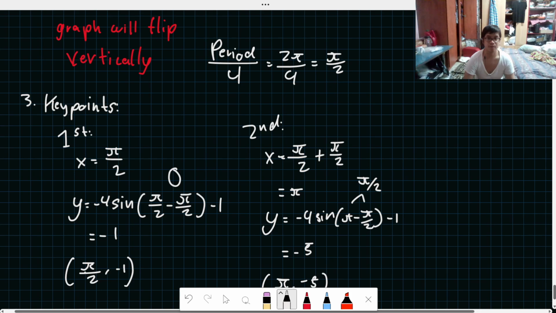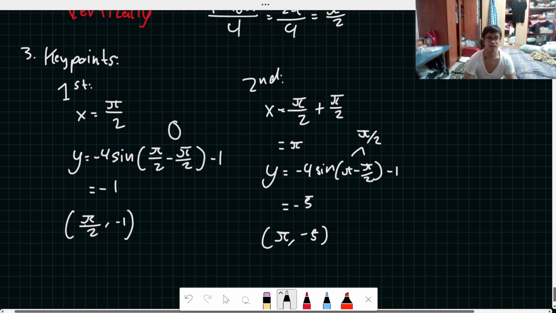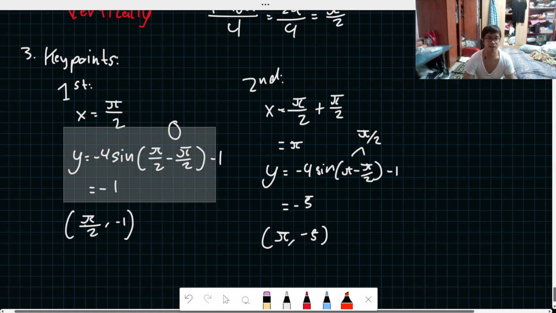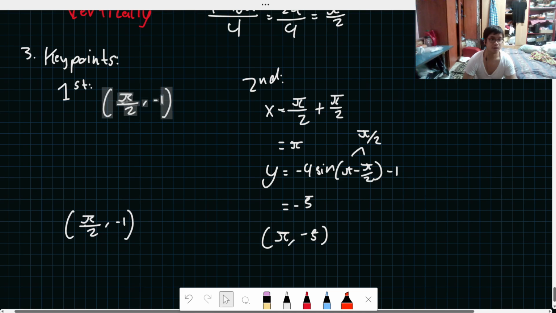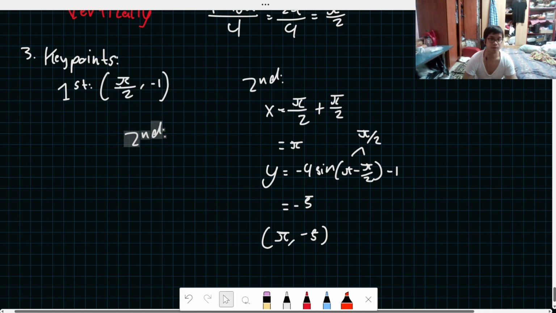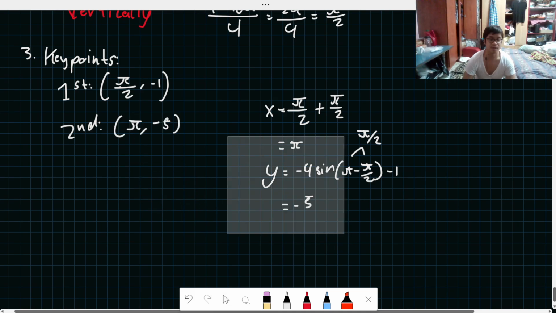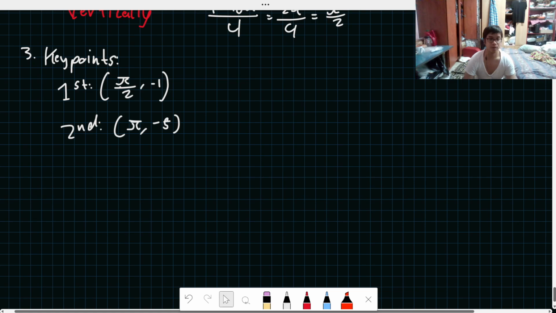That's it. Then I have no space here, so I'm going to erase the writings here. Okay, so we have the first key point and the second key point. Now let's find the third key point and the rest.